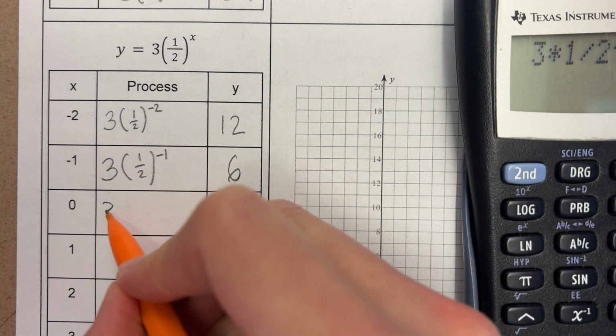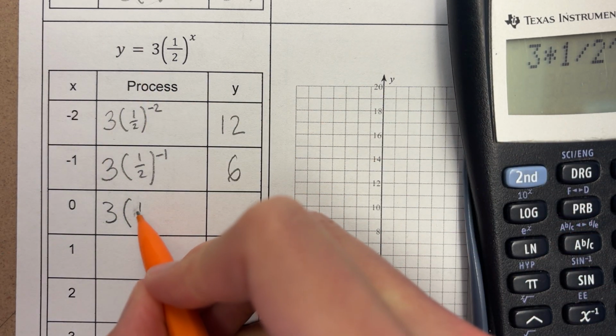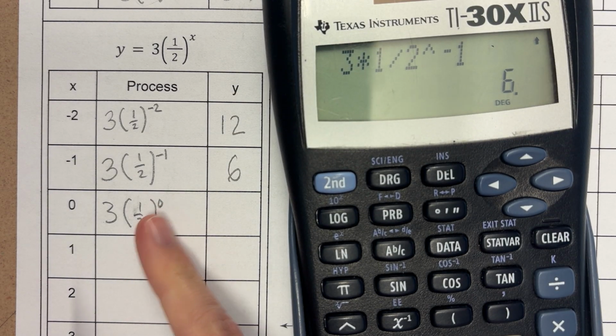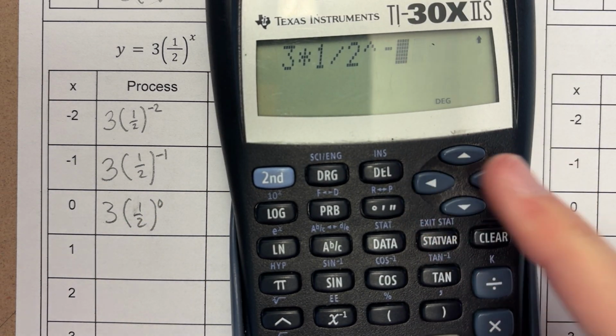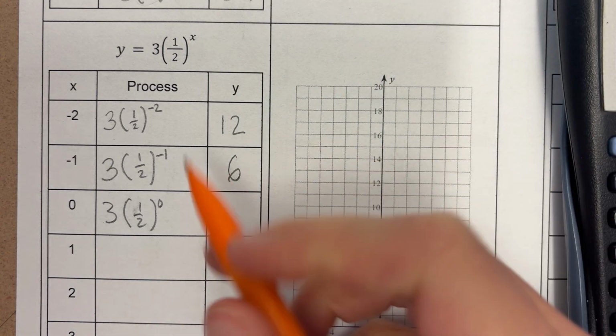Now here's what's wild, right? You can keep going. I can keep plugging this in my calculator. Look, to the power of 0, even though I know 1/2 to the power of 0 is 1. This is 3 times 1. I can delete and put 0 and get 3, right? 3 times 1. I knew that was 3.